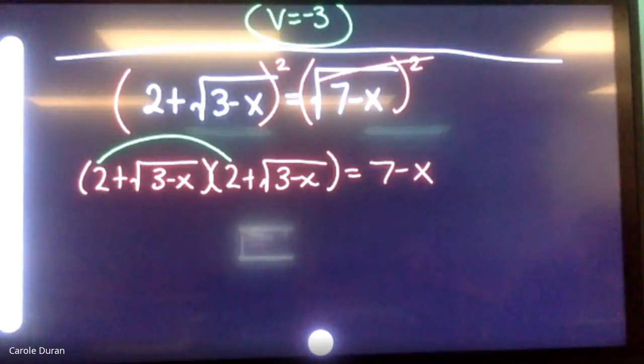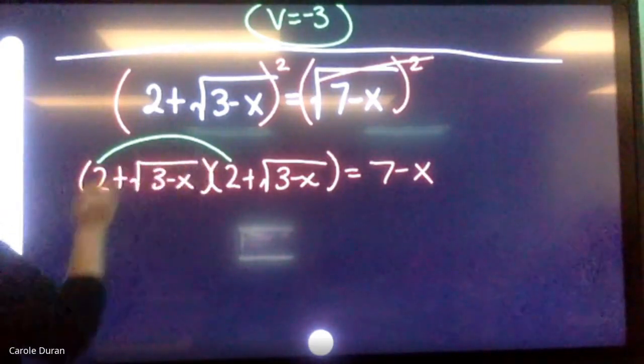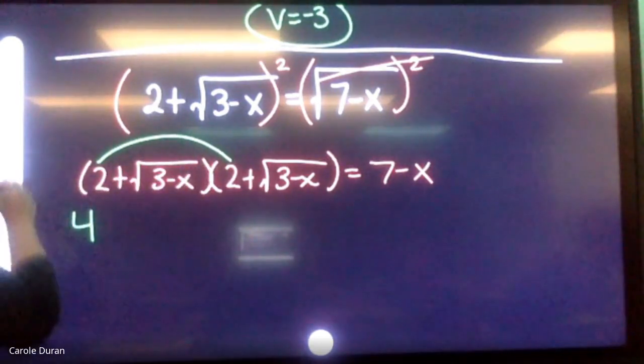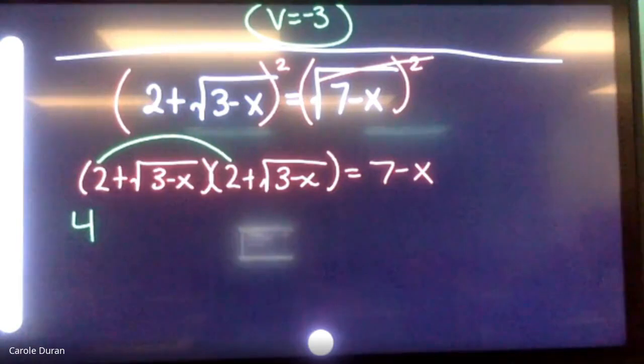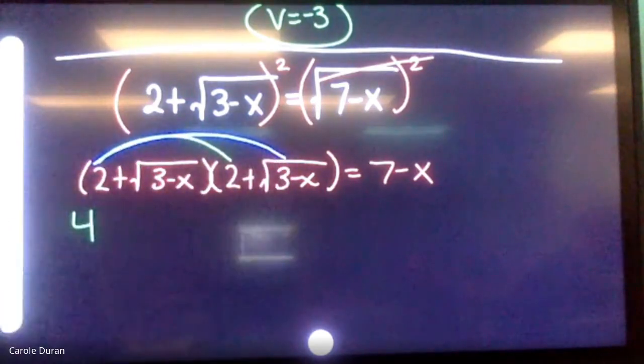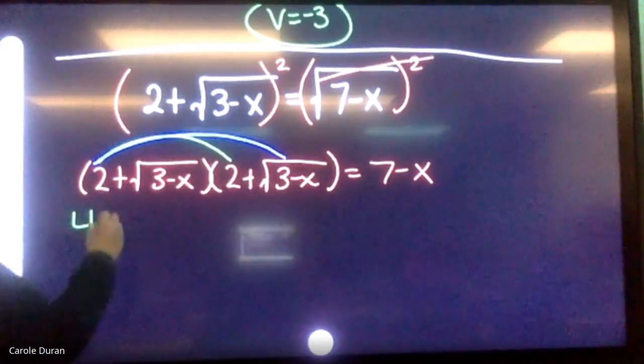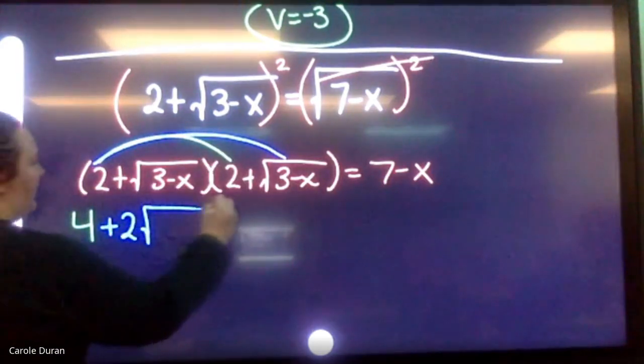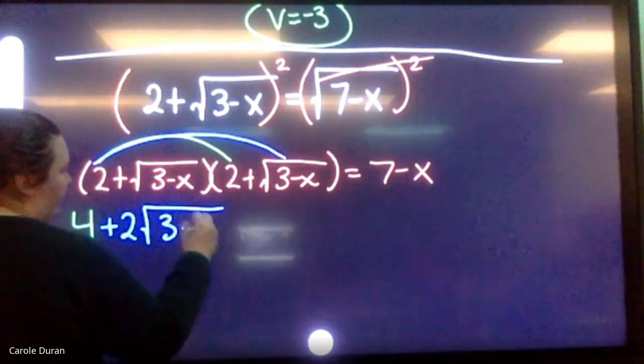So we do the first terms, because that's what FOIL starts with, F. My first terms in each parentheses are 2 and 2. So I do 2 times 2 to get 4. Then I do my outside terms. That's what the O stands for. So that's going to be 2 times the square root of 3 minus x. And it's literally just written as 2 times the square root of 3 minus x.